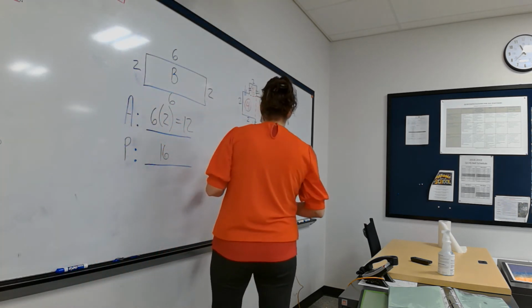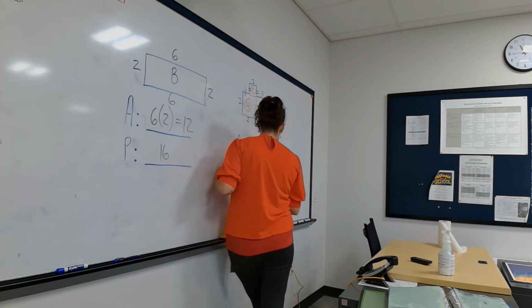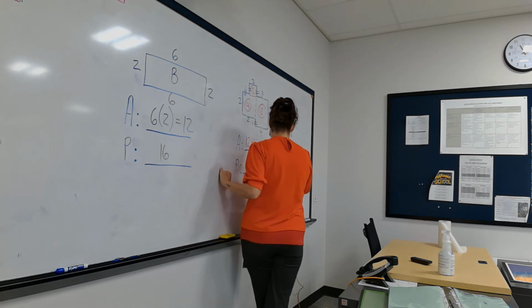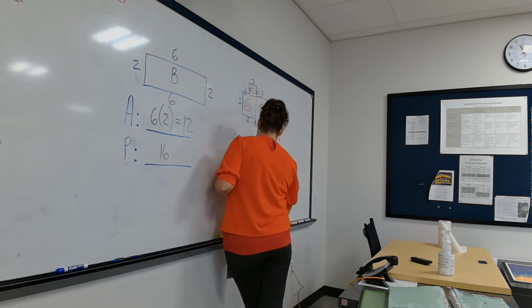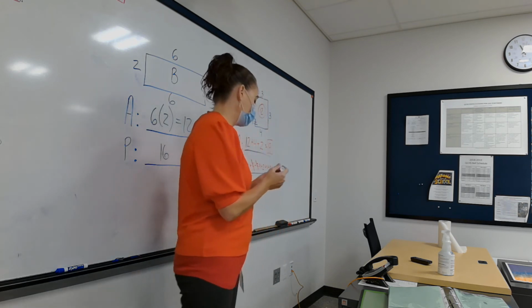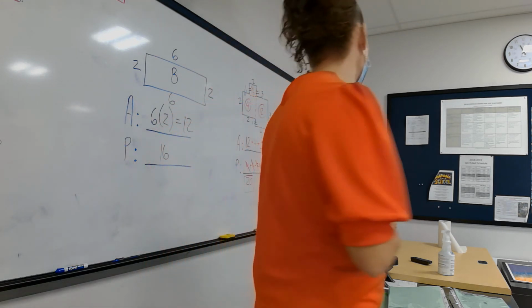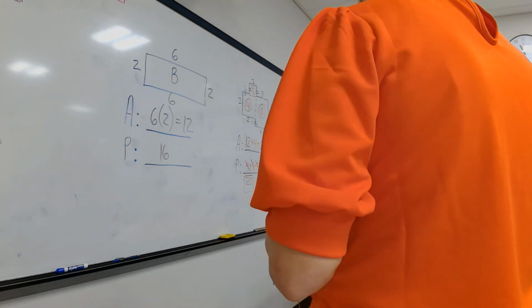So let's see. 3 plus 3 is 6. 6 plus 4 is 10. 1, 2, 3. 10 plus 3 is 13. 14. 15, 16, 17, 18, 19, 20. So your perimeter is 20. Okay. That one was a tough one.